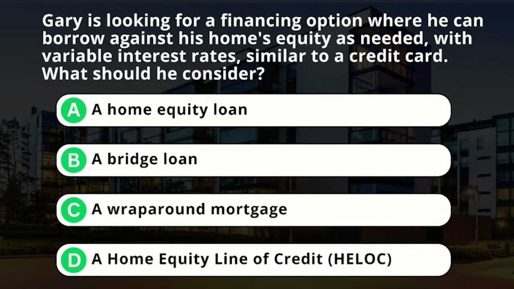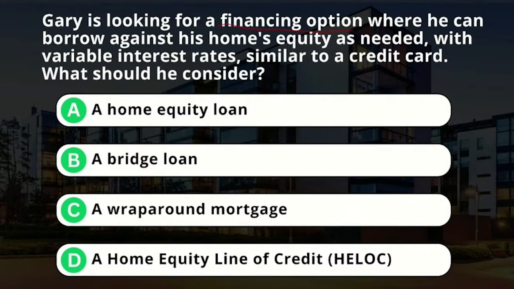Gary is looking for a financing option where he can borrow against his home's equity as needed with variable interest rates similar to a credit card. What should he consider? Letter A, a home equity loan. Letter B, a bridge loan. Letter C, a wraparound mortgage. Letter D, a home equity line of credit or HELOC.